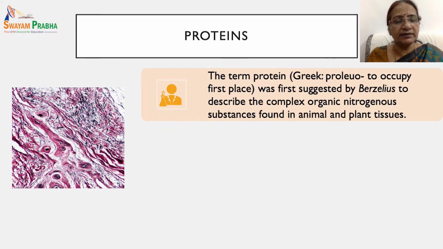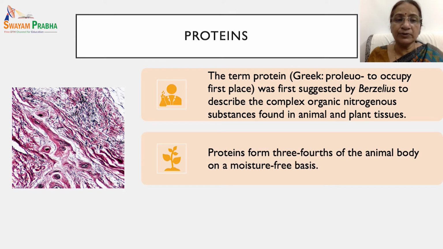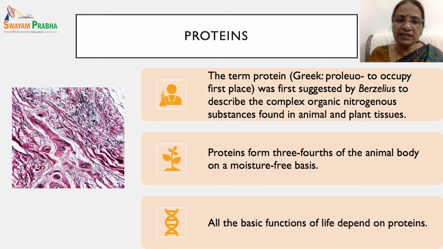The term protein has been derived from the Greek word proteios, meaning to occupy first place. It was first suggested by Berzelius to describe the complex organic nitrogenous substances found in animal and plant tissues. Proteins form 3/4 of the animal body on a moisture-free basis. They are essential for life processes. All the basic functions of life depend on proteins. Indeed, no form of life exists without proteins.